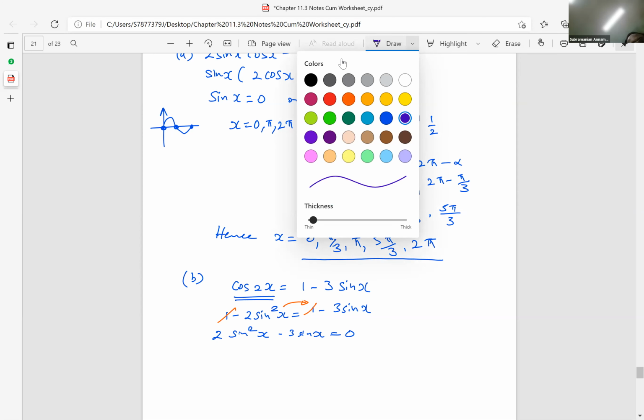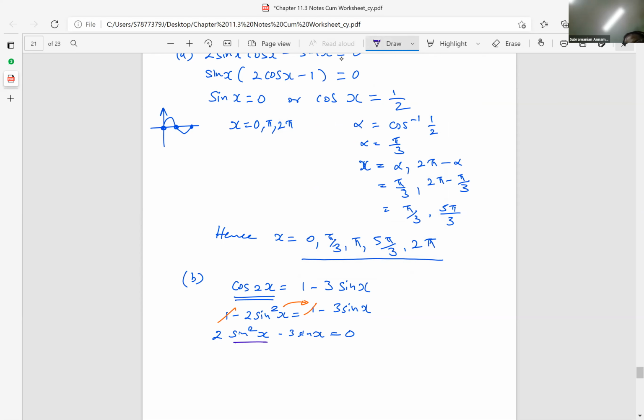Okay. So here the common factor is sine x. So I can again take out the sine x. Left 2 sine x minus 3 equal to 0. And this would formulate as sine x equal to 0, which is what you have learned before. So x is equal to 0, pi, 2 pi. Or sine x is equal to 3 over 2.